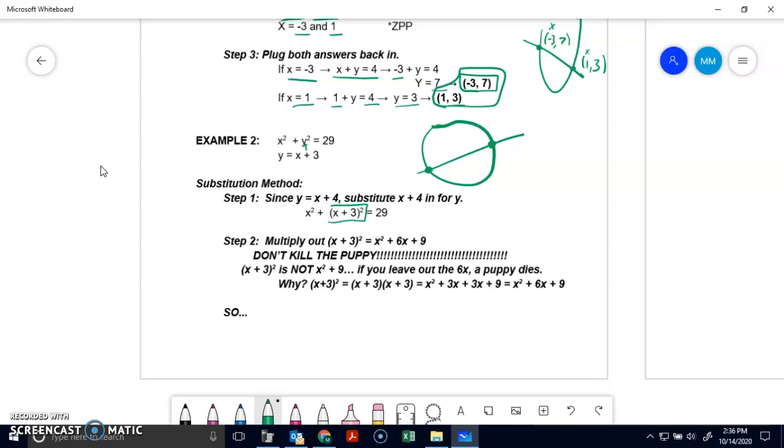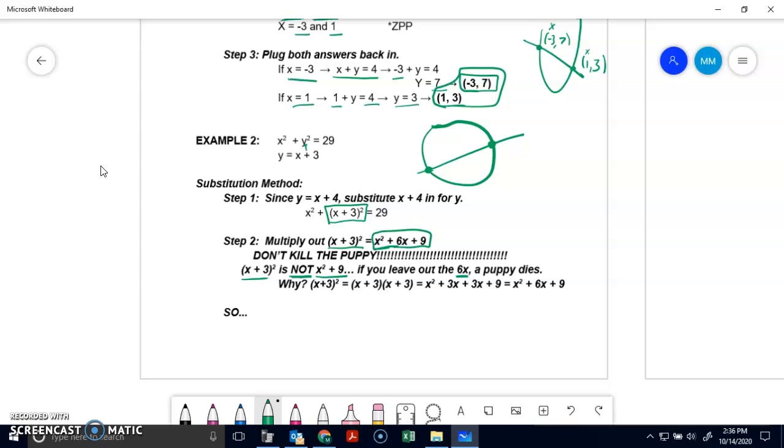(x + 3)² is x² + 6x + 9. It is not x² + 9. If you leave out the 6x in the middle, that's when a puppy unfortunately dies somewhere, somehow, some way. Okay, it's not up to me, it's up to the universe.